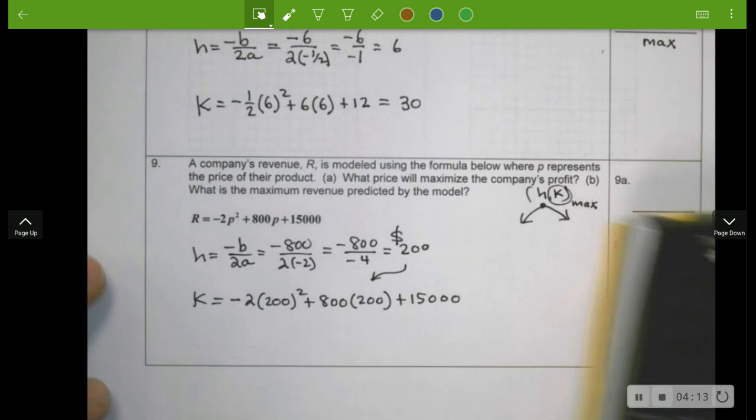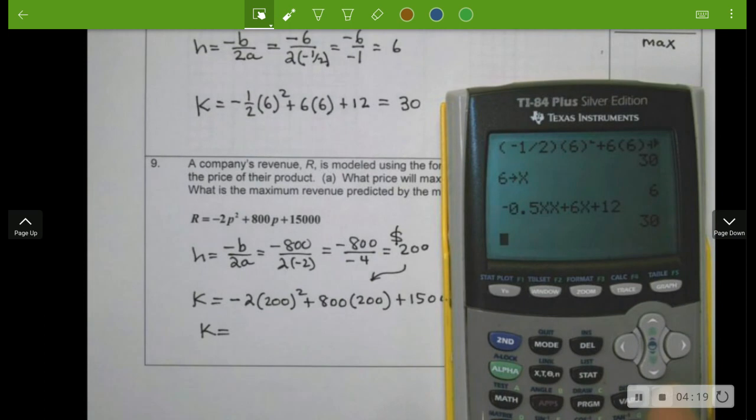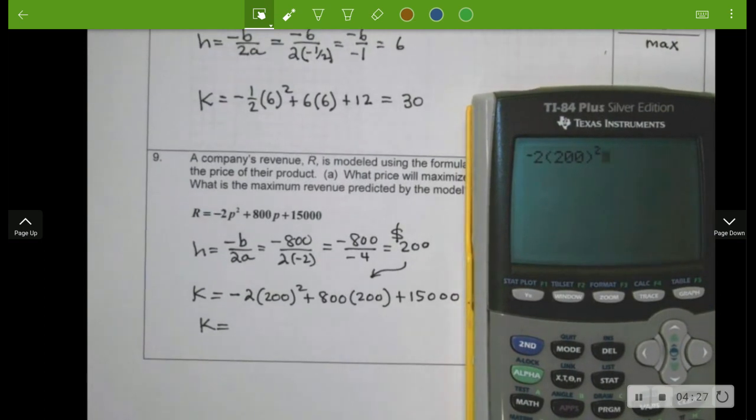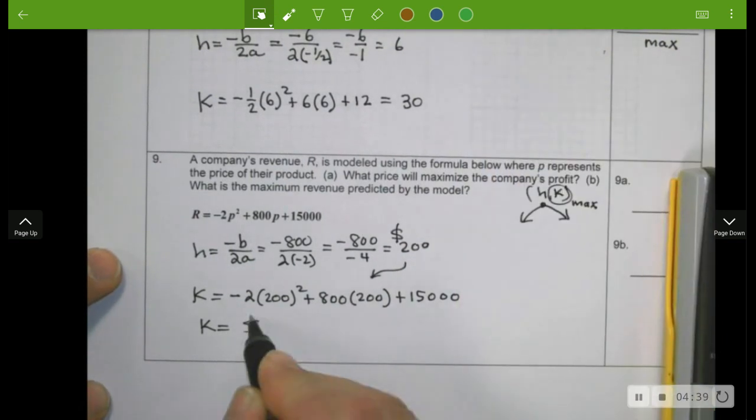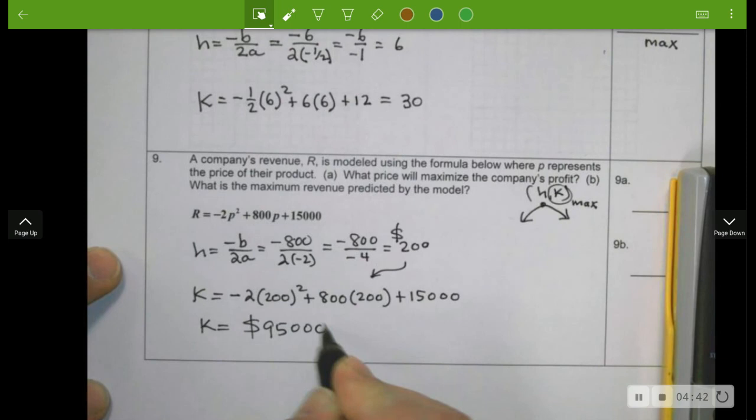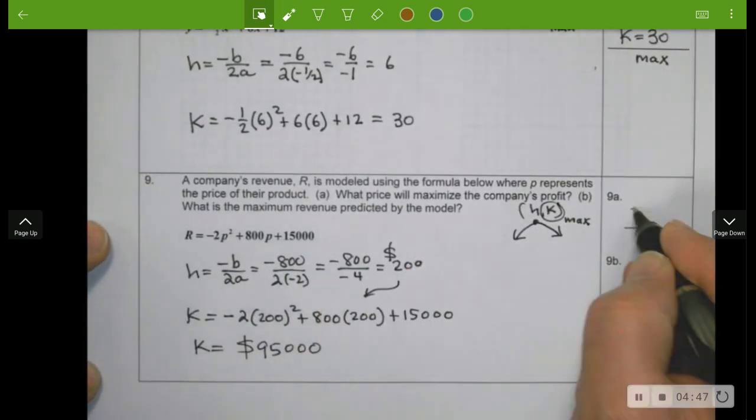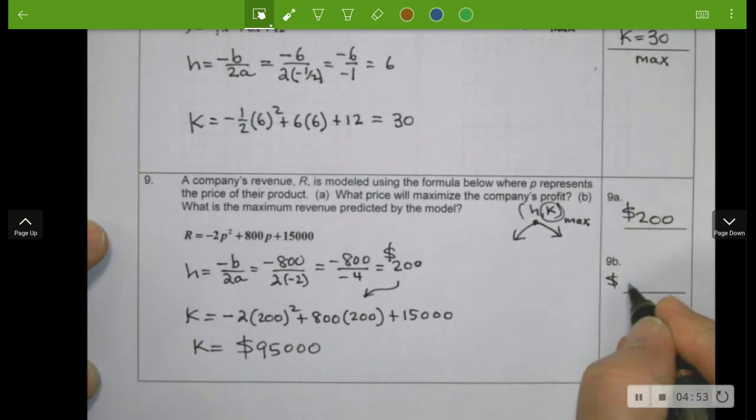So let me type all that in, and we'll find out the maximum revenue that this company could make here. Negative 2 times 200 squared plus 800 times 200 plus 15,000. So $95,000 is the maximum revenue this company could make. All right, part A is what price should they charge? $200. What is the maximum revenue predicted? $95,000.